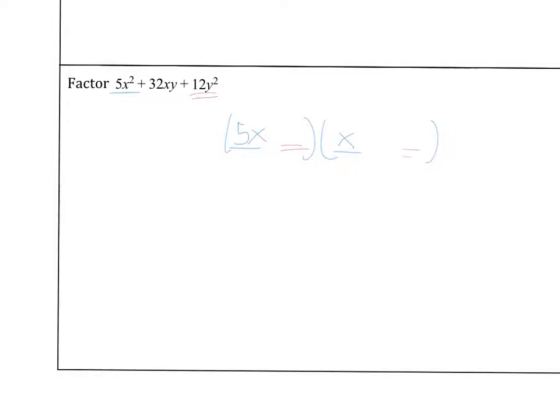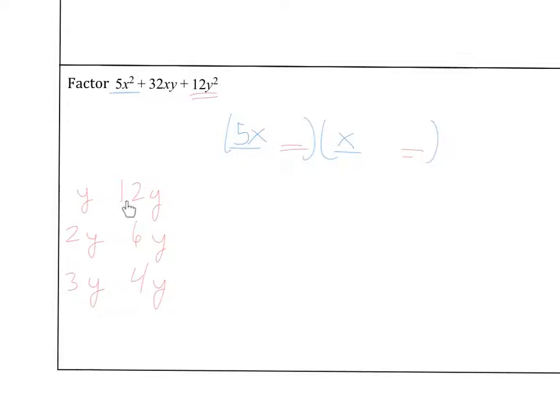And we have a lot of choices here. It could be y and 12y. It could be 2y and 6y. It could be 3y and 4y. I just don't know. So we'll have to just poke around and see. But I do know some things I want to point out.